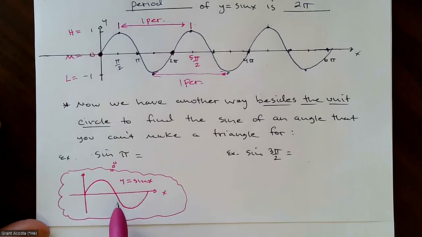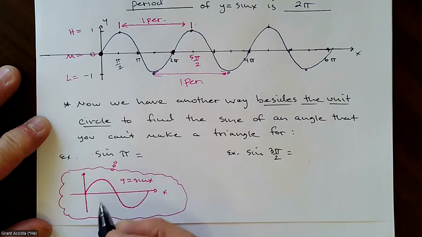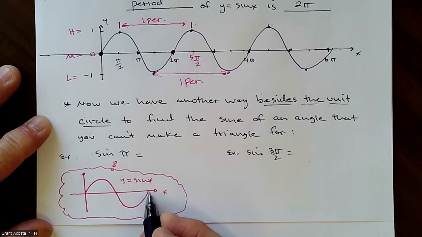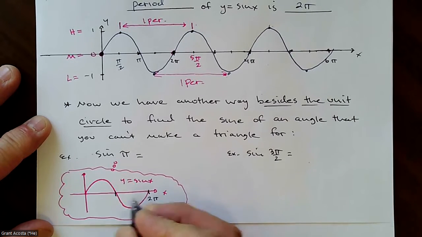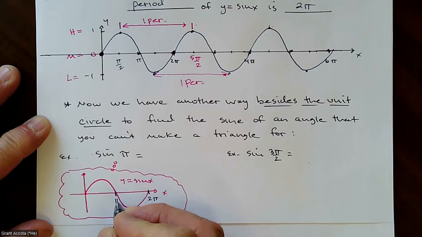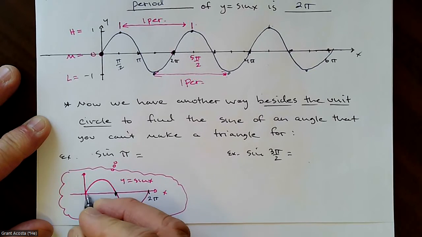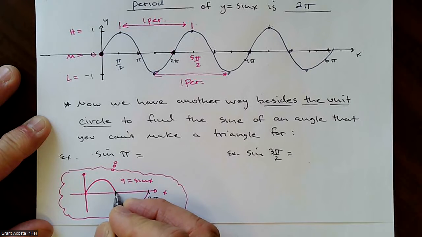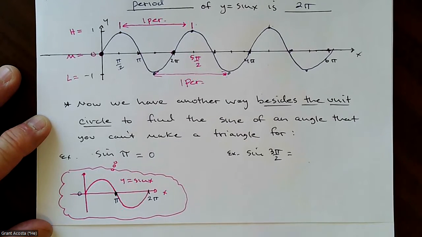So given that you need to know how to graph it anyhow, if you wanted to know the sine of pi and not think about the unit circle, you could just draw this graph and know that one period is between 0 and 2 pi. So if that's 2 pi, this is pi. And I can tell from this graph that the sine of pi, the value of sine when x is pi, is 0, just by looking at the graph.